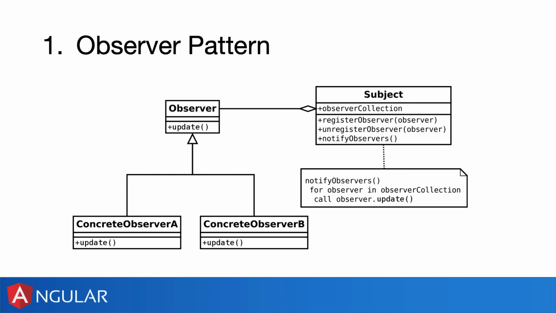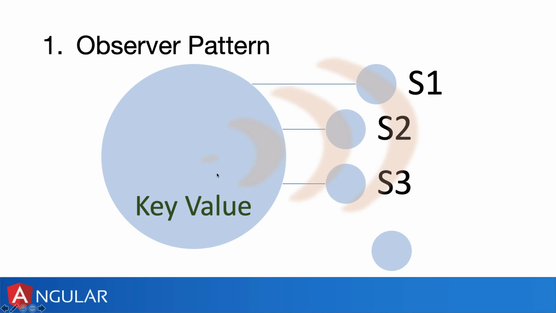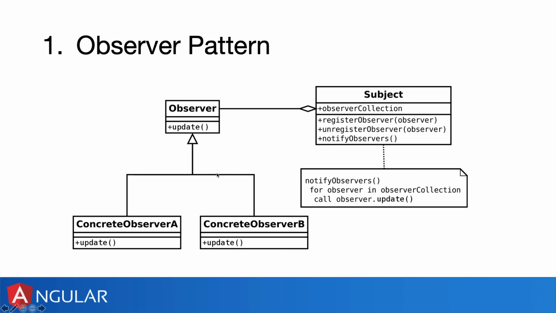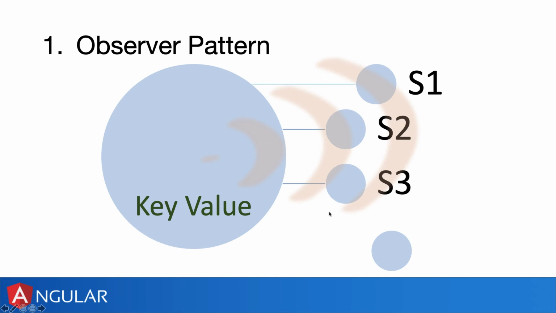And in Angular, well, here you find a technical explanation of the same idea. Here we have the keyword subject, which is the source of the data, in our previous example, the key value channel. The subject is responsible for registering and unregistering an observer, and of course notifying all the observers, or in our case, subscribers.